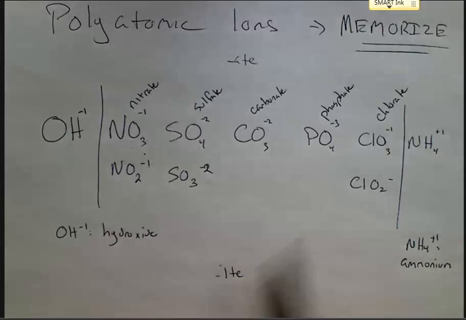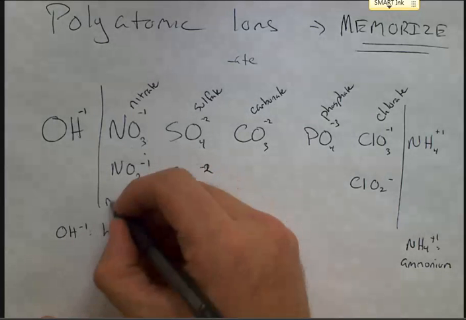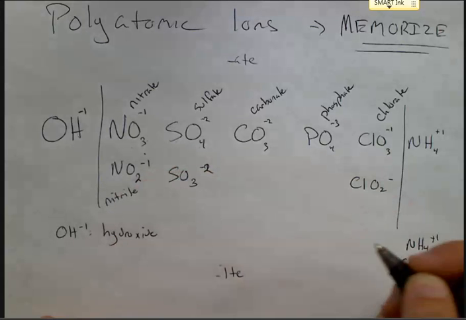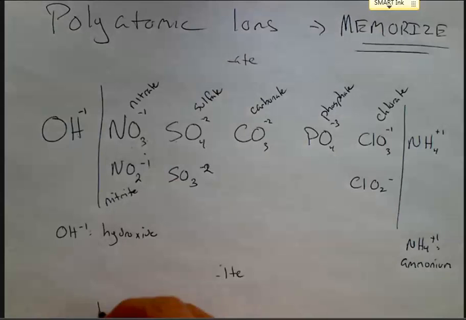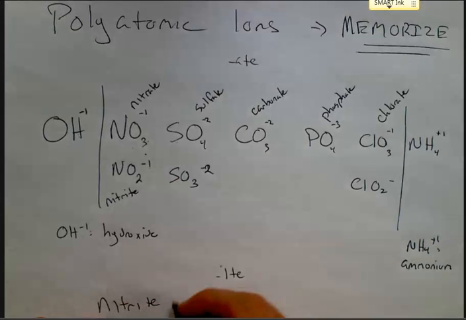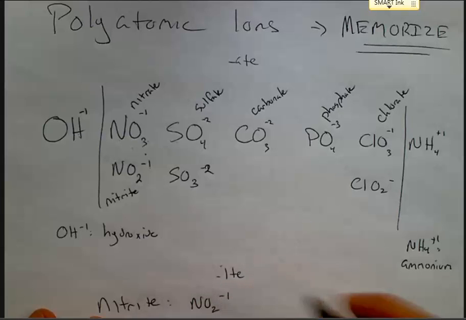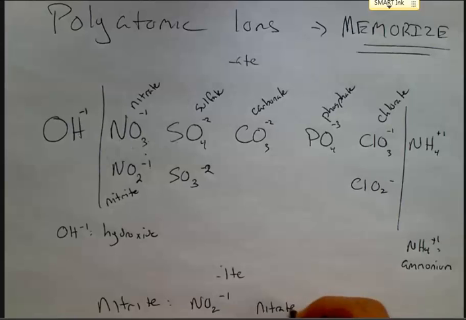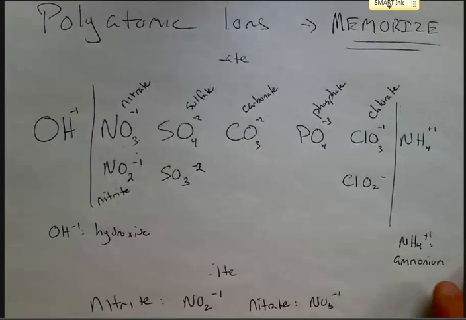Now these ones down here, we've got a little ite thing. Let's see how those are named. Nitrate, when it loses an oxygen, becomes nitrite. And yes, the difference is important. This is nitrite, which is NO2 -1. Nitrate, with an ate, is NO3 -1. Neither of those is nitride, which is just a single N as an ion. It's got a -3 charge. Those are all different things, and you will need to know the difference between ite, ate, and ide.